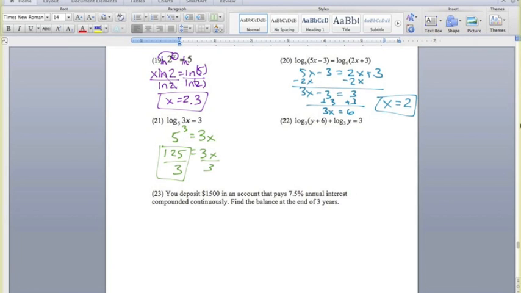Number 22 has 2 logs, but they're not separated by an equals. So this is a different kind of problem than 20. They're separated with a plus. So what we want to do is smoosh them together like we did on the previous page with our condensing properties. So what does addition become when we smush them together? Multiplication. So we want to multiply together those insides so that it's all inside of just one single log instead.